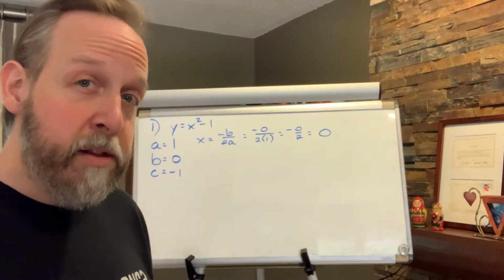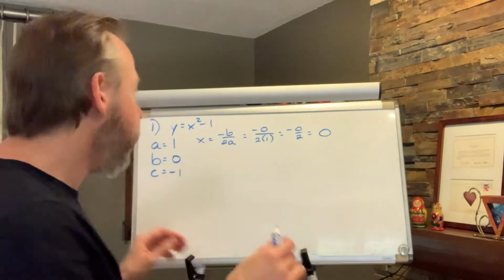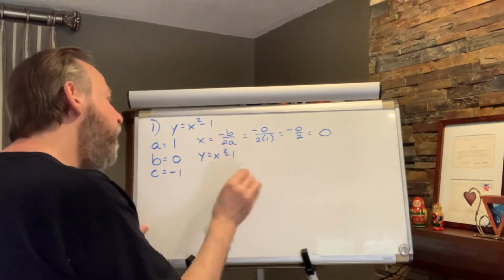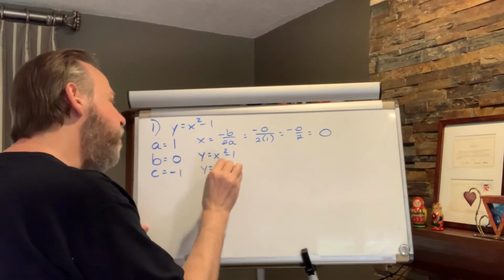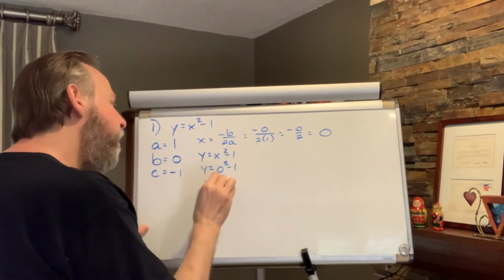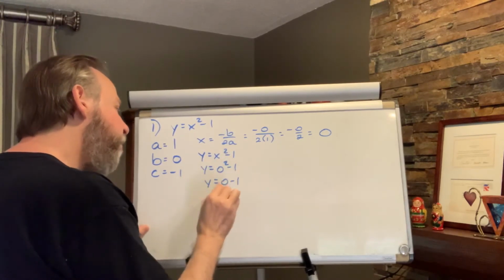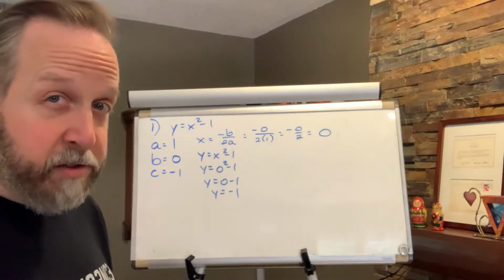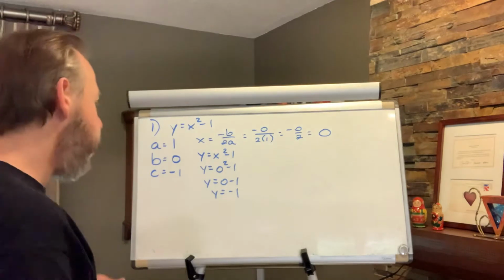Now I have to plug it into the equation to find what the y value is. Since y equals x squared minus 1, it's going to be y equals 0 squared minus 1, which is 0 minus 1, which is just negative 1. So my vertex is the coordinate 0, negative 1.